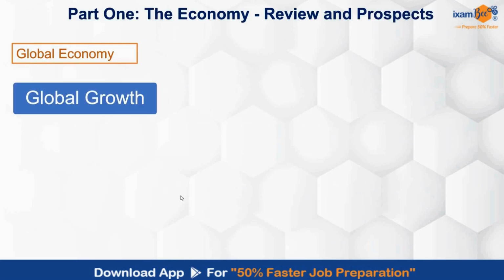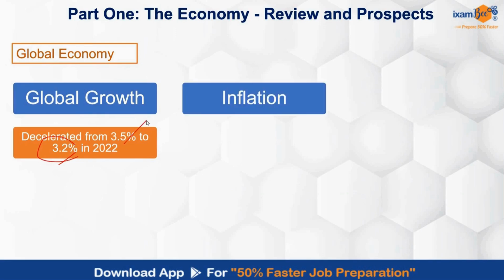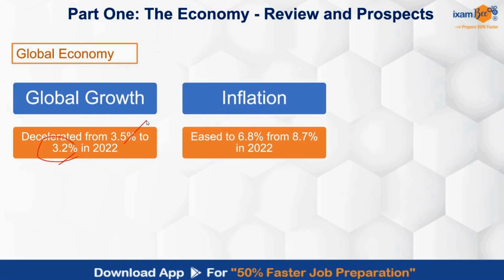Now coming to Part 1, global GDP growth in 2022 declined to 3.2% from 3.5% earlier. Now the data is old, but it tells you the trend, and that's how the IMF said that India is a shining star because of its GDP growth. And when it comes to inflation, it also eased, which is a good situation, to 6.8% from 8.7%.